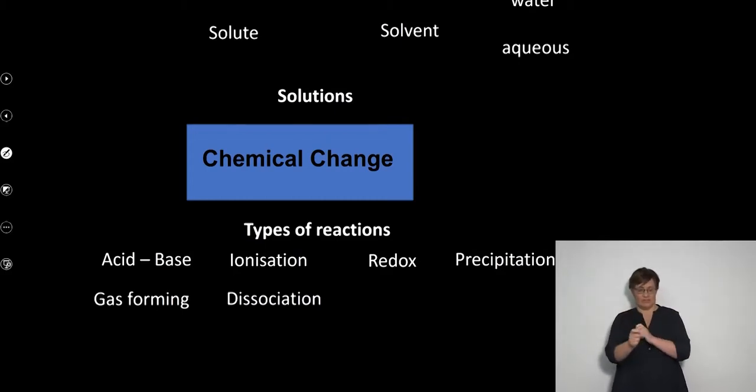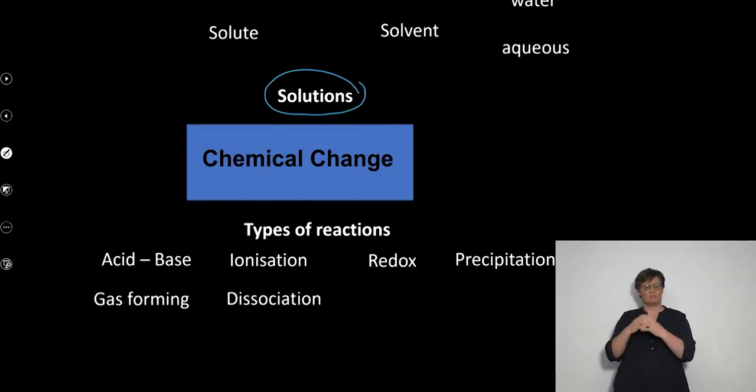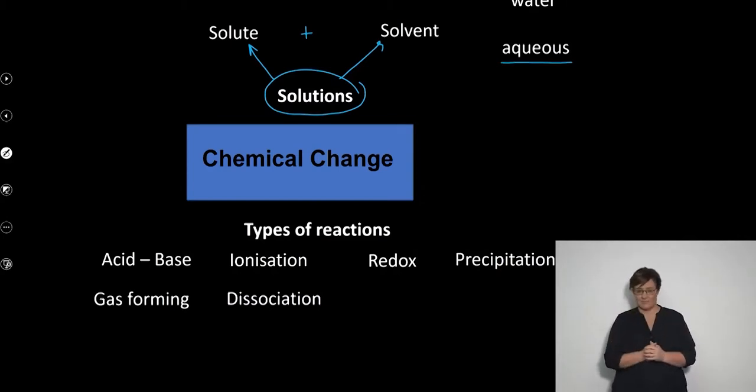So we'll look at solutions, but what exactly makes up a solution? It's a solvent, the substance in which a solute dissolves. So if you have a solute and a solvent, you actually get a solution. So if a substance is dissolved in water, it gives us an aqueous solution. So this is what is going to be of interest to us for today, right?